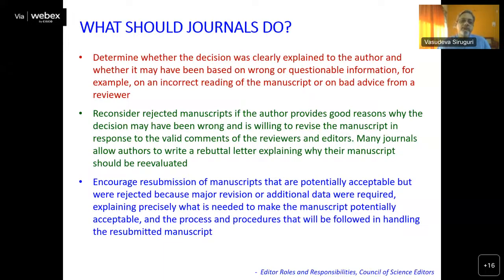So many journals allow the author to write what is called a rebuttal letter, explaining why their manuscript should be reevaluated. And so the editors must, of course, encourage resubmission of manuscripts which are potentially good and acceptable, and were rejected either because of some major revision or some little bit of extra data that was required, which could have made that manuscript more acceptable and things like that. Okay.